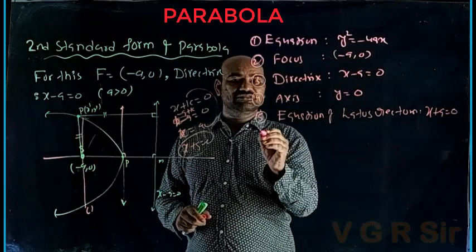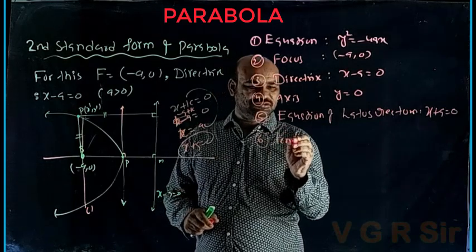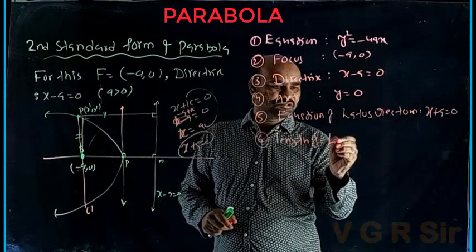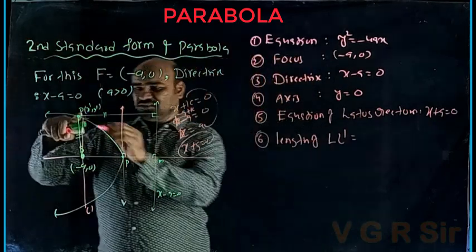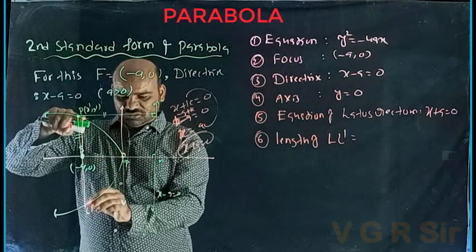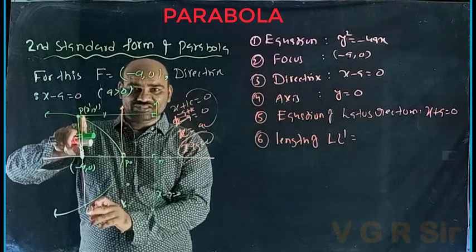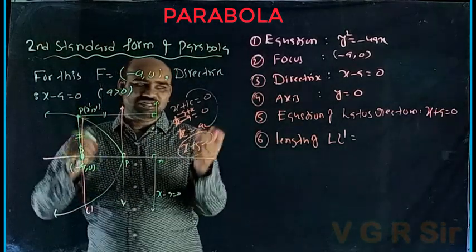Okay. Next, length of latus rectum, LL dash, directly right. Same, no? LL dash, this one, that is nothing but 2 times of this. 2 times of 2a, directly 4a only.